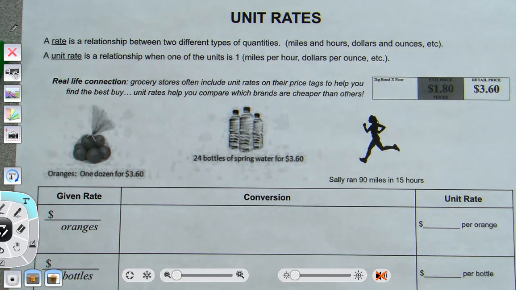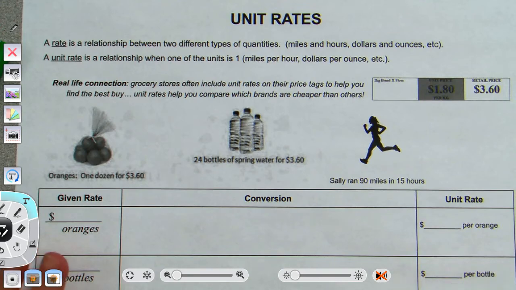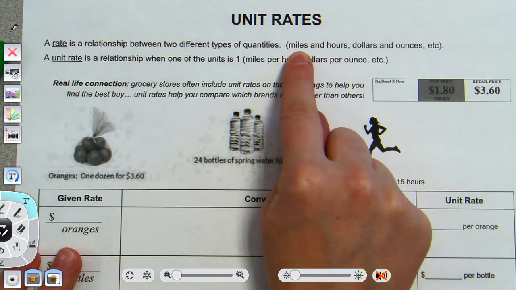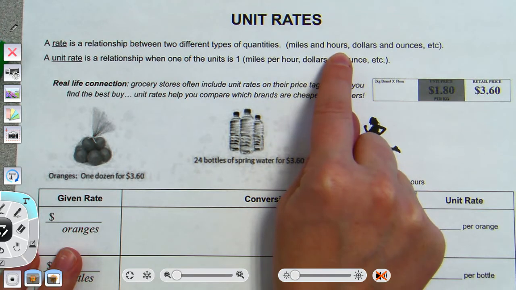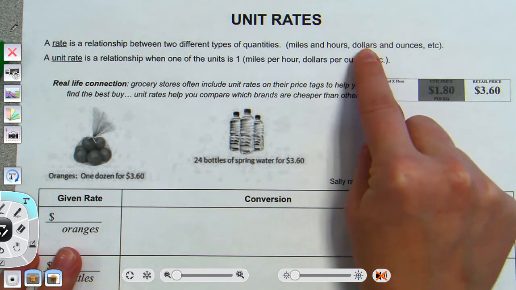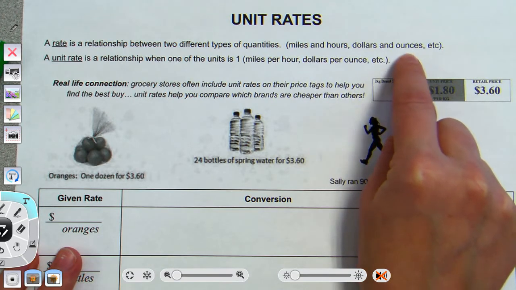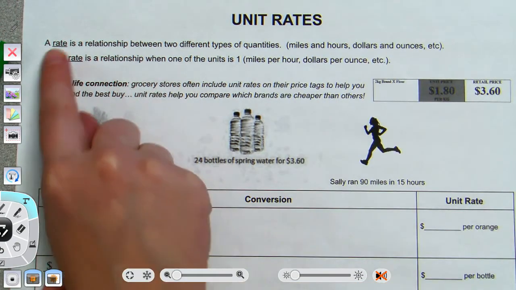So we know from just being a part of the real world that sometimes we relate things. Like we know that certain cars drive a particular amount of miles in a particular amount of hours. Or when we go to a store, it costs a certain amount of dollars to purchase a certain amount of ounces of maybe something like juice. So those are called rates.